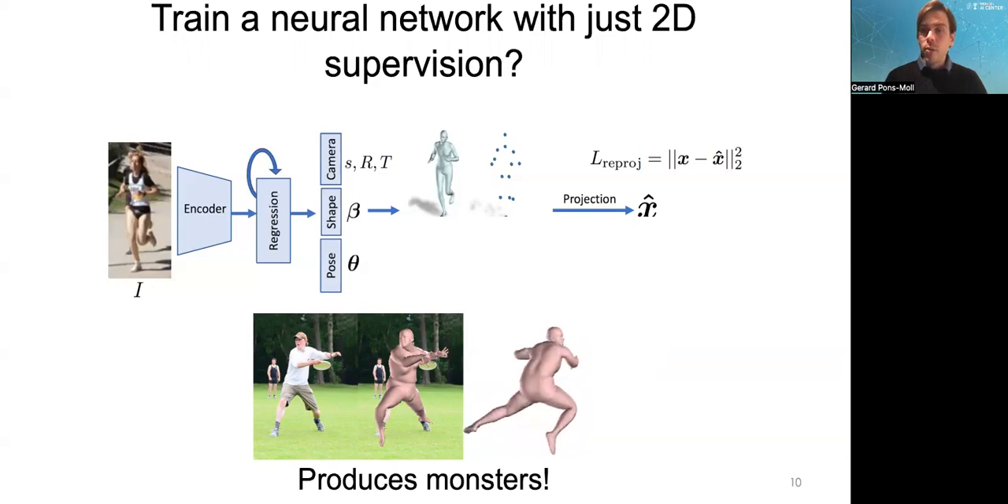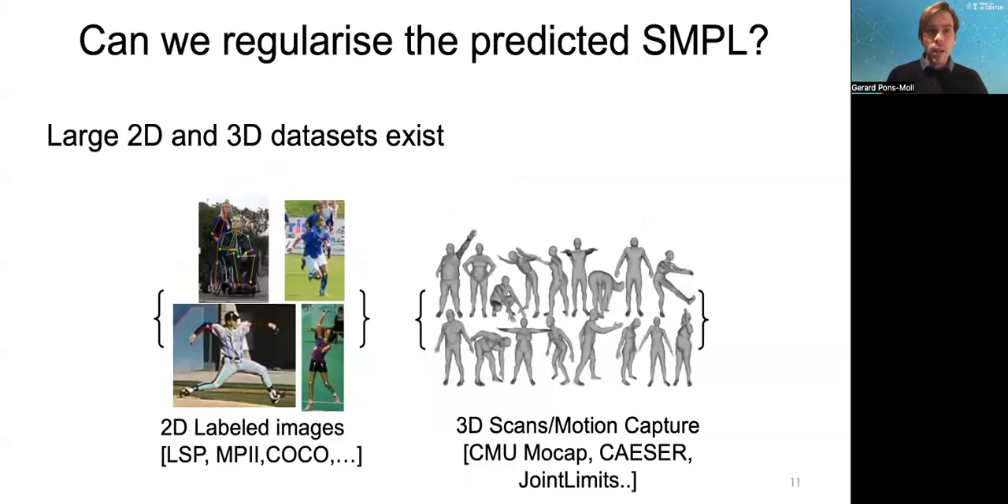Now, it shouldn't come as a surprise because the network has not been trained for this purpose. It has been trained to reproject to the 2D key points. But we can be smarter about this, right? We can leverage large 2D datasets that contain key points and also datasets that contain 3D poses. These 3D pose and shape data are not paired with images, but still we can learn a useful prior from this.